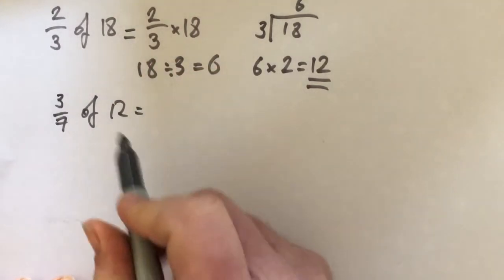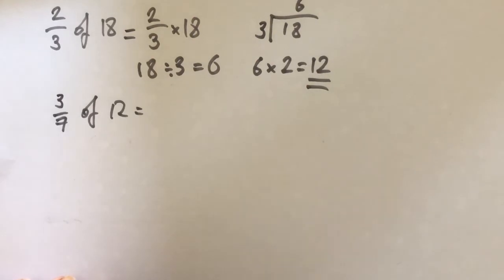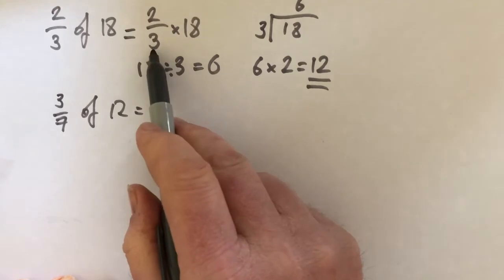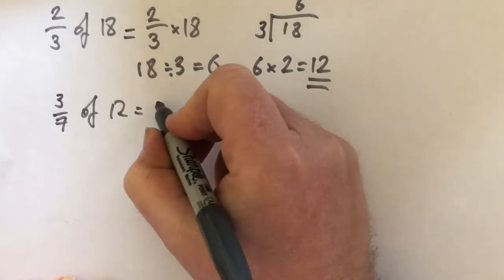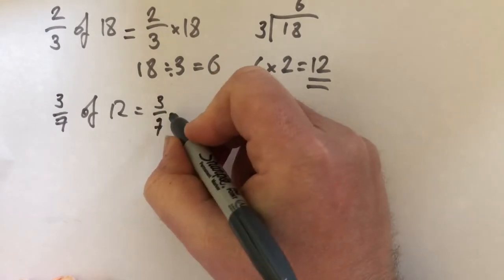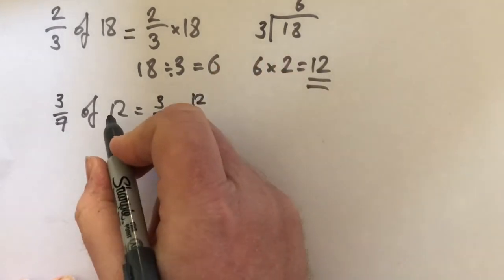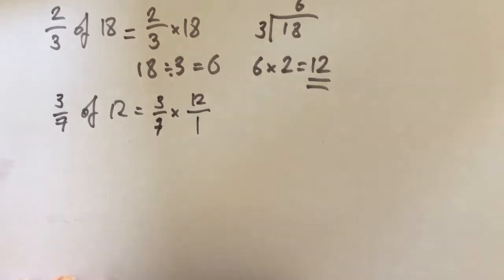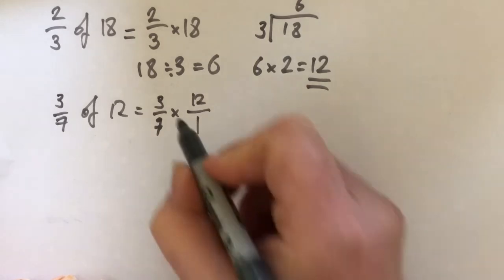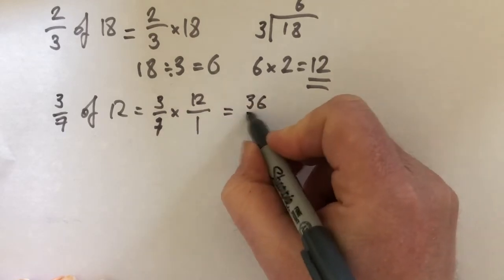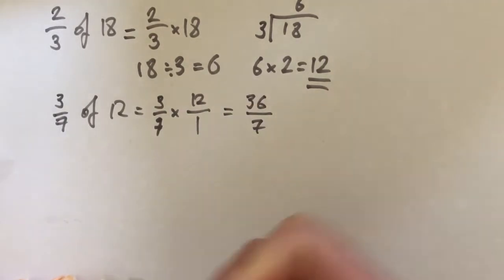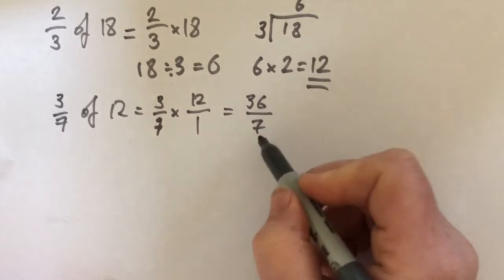Now, in this case, if we do 12 divided by 7, we get 1 remainder 5. So we can't use the method we did here by dividing by the bottom and multiplying by the top. Instead, we're going to write it as a multiplication sum, but we're going to write 12 as 12 over 1, and do it just like we did when we were multiplying fractions together. So 3 times 12 is 36, 7 times 1 is 7. So that is the answer we would get, 36 over 7.